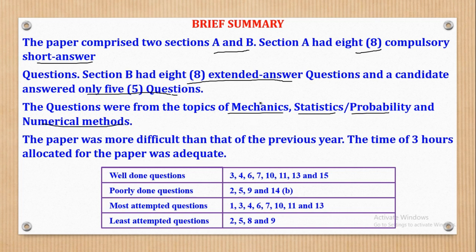For mechanics, there will be 3 questions in section A and 3 questions in section B. Statistics and probability, there will be 3 questions in section A, 3 questions in section B, and lastly numerical methods, there will be 2 questions in section A and 2 questions in section B. So the paper was more difficult than that of the previous year. The time of 3 hours allocated for the paper was adequate. These were the well done questions, and these were the poorly done questions. These were the most attempted questions, and these were the least attempted questions.